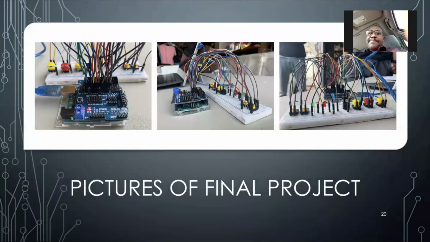Here we have some photos for our project from different angles. It shows all the components we used and how we built it together. We have the wires with different colors, and the Arduino Uno with shield, and the other one in the middle, we have it from different angles too. You can see all the components, and the third picture is also taken from different angles to show you different components.